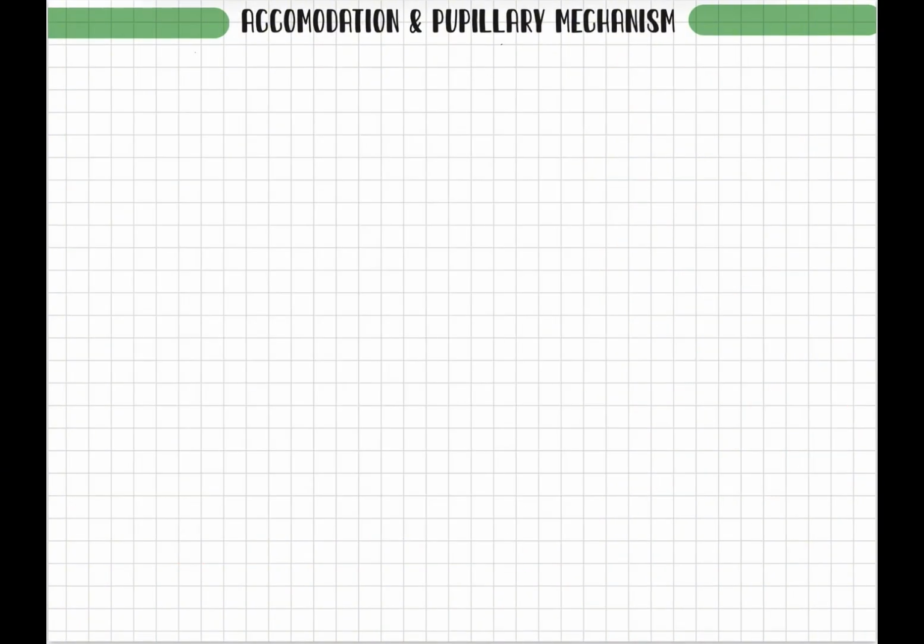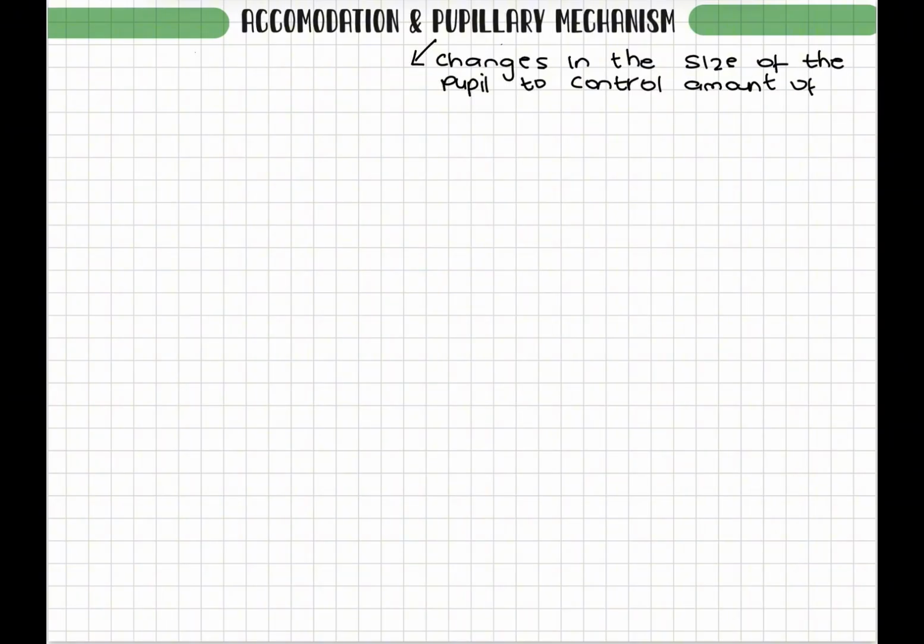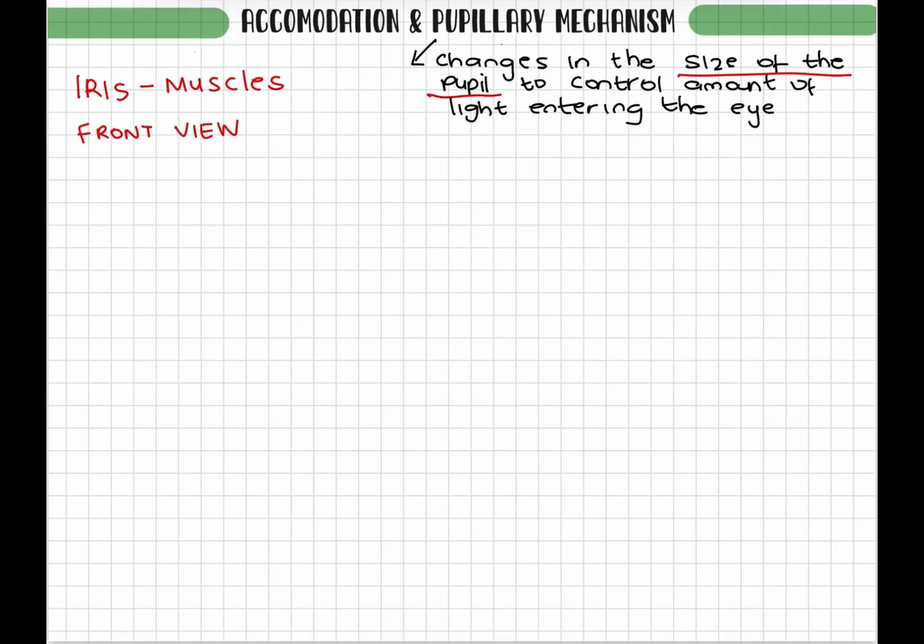So we can move on to the next part, which is pupillary mechanism. These are changes in the size of the pupil. This is to control the amount of light entering the eye. So here we look at the size of the pupil. It is controlled by the iris, and the iris contains muscles. Usually with pupillary mechanism, we look at the front view of the eye so that we can see the iris and the pupil.